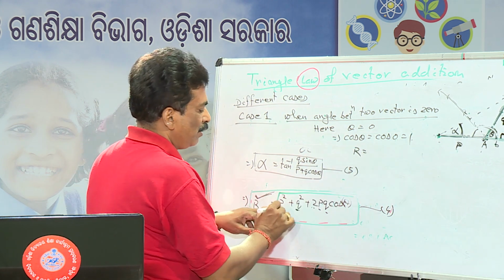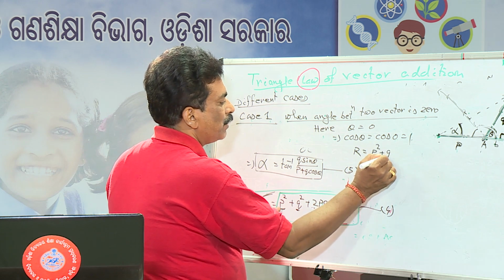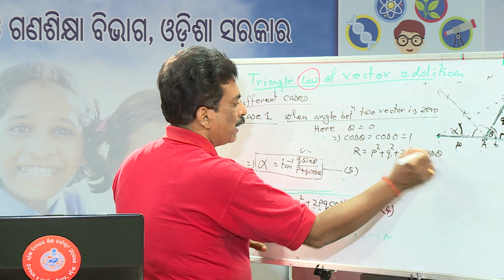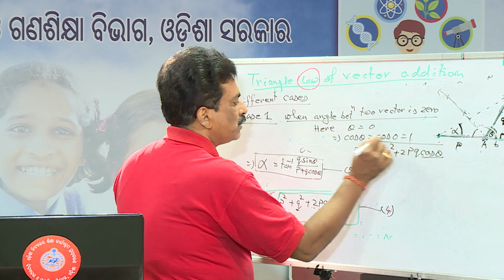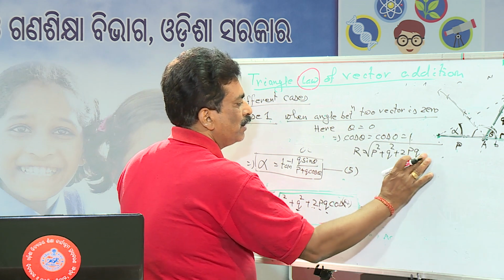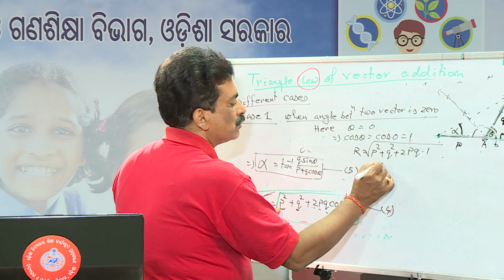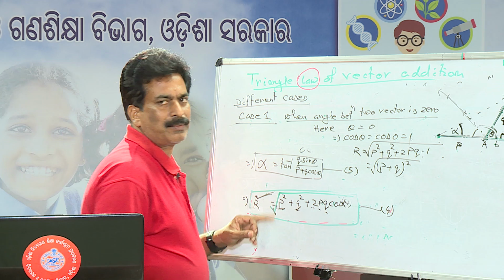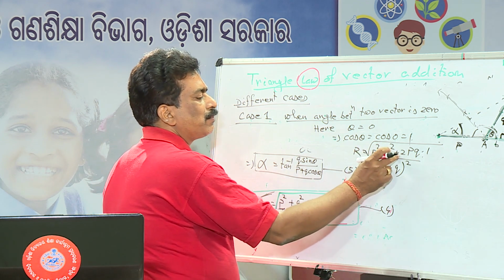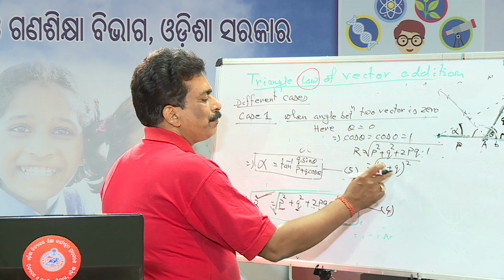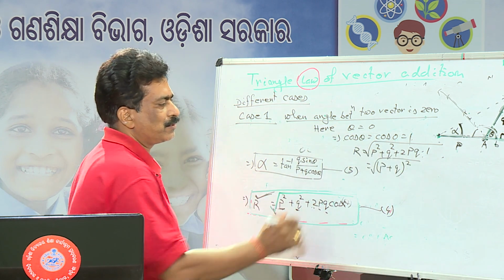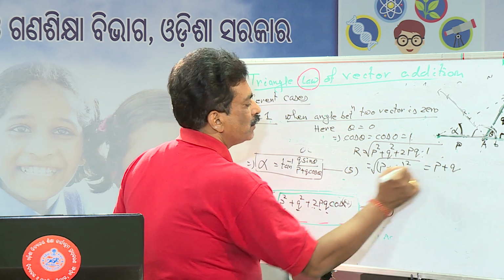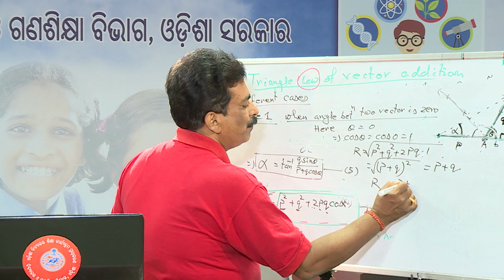R will be how much? Root over P square plus Q square plus 2PQ cos theta. But cos theta is equal to cos 0, which is equal to 1. So this is equal to root over P plus Q whole square, because a square plus b square plus 2ab is a plus b whole square. So root over P plus Q whole square is equal to P plus Q. So, R is equal to P plus Q.